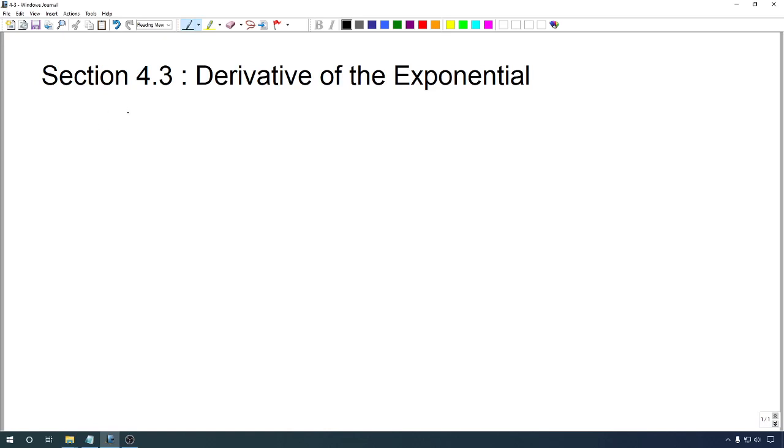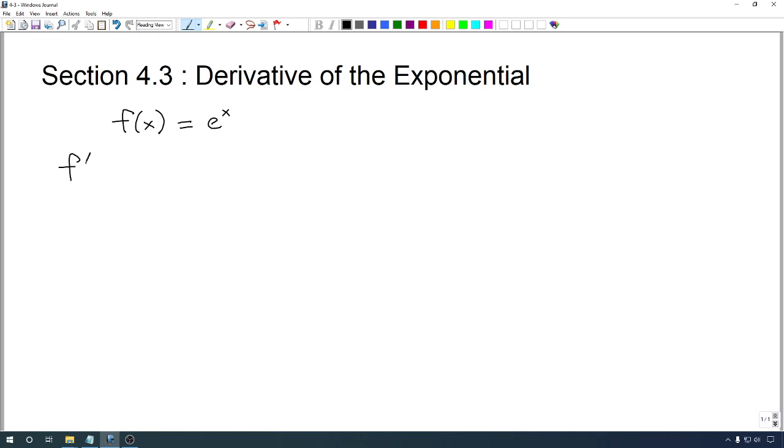We now have a new function, the function e to the x. It makes sense to ask if we can differentiate this function. So we're going to try to do that, and we're going to use the laws of exponents to accomplish that.